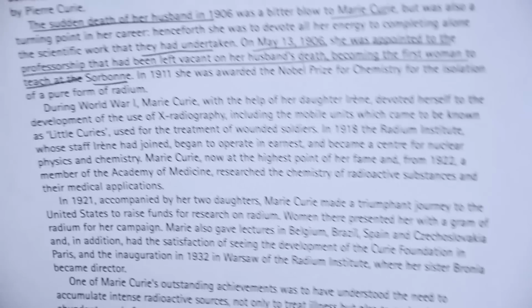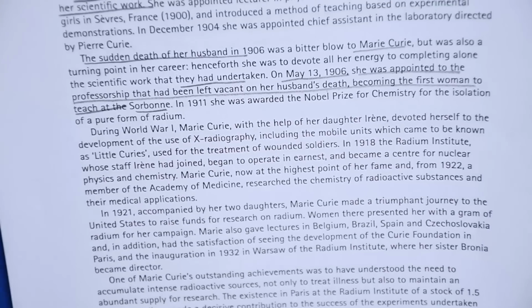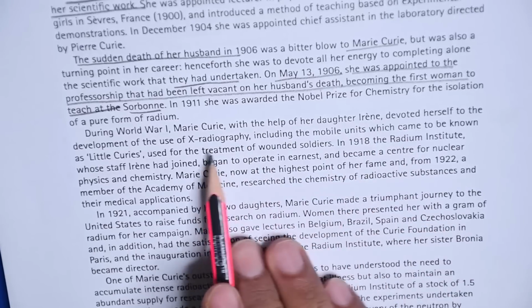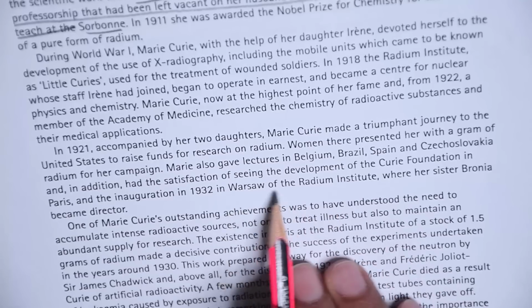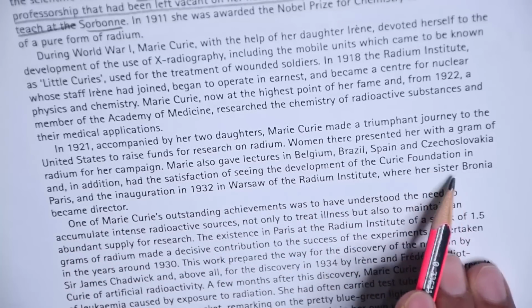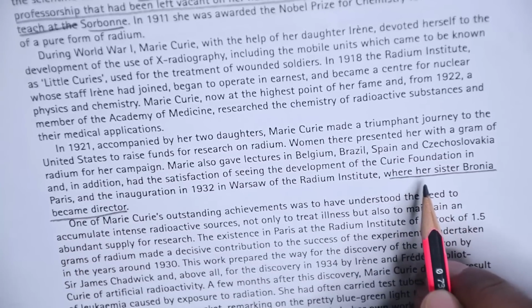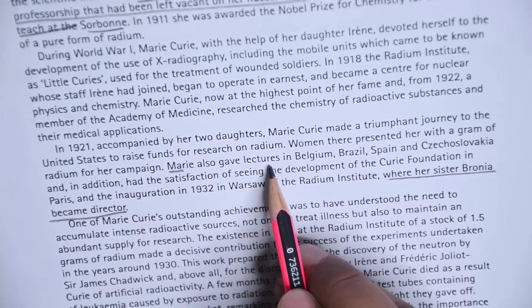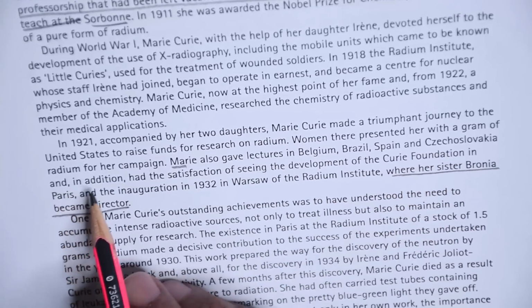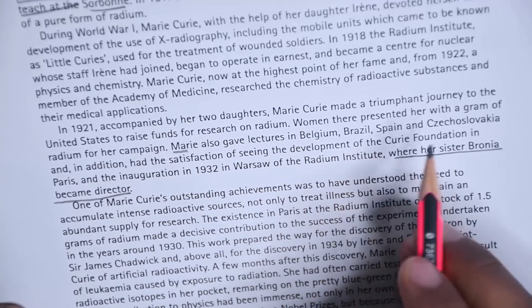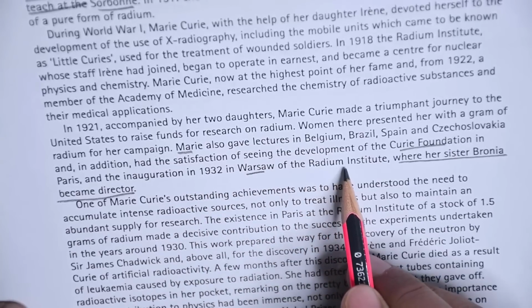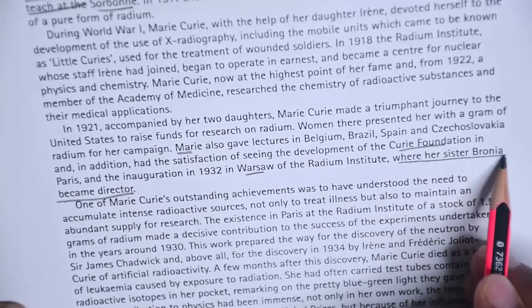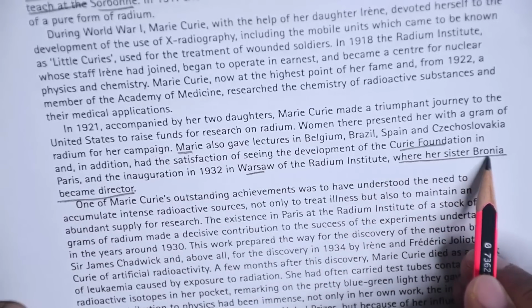Now let's just go on and we read about Bronia, and we've got to find Bronia once again. Okay, it's Marie. By the way, in true false not given, the questions and passage are in the same order. Daughters, okay, Belgium, Paris, Radium Institute, okay, sister, yeah. Good, we found Bronia. Now we need to read from here actually. Mary also gave lectures in Belgium, Brazil, Spain and Czechoslovakia, and in addition had the satisfaction of seeing the development of the Curie Foundation in Paris and the inauguration in 1932 in Warsaw of the Radium Institute, where her sister Bronia became director.